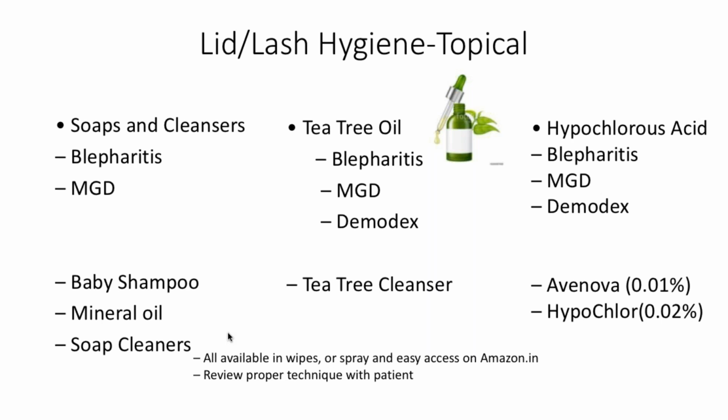You can also use tea tree oil for very severe blepharitis cases. Of course, it stings a bit, so only for very severe cases we recommend that. Again, very easily available on all the online sites. Only for very, very severe cases, hypochlorous 0.02% is recommended, but usually done in an ophthalmic environment. I would say don't move on to hypochlorous acid, but definitely tea tree; your regular soaps and cleansers are equally good.